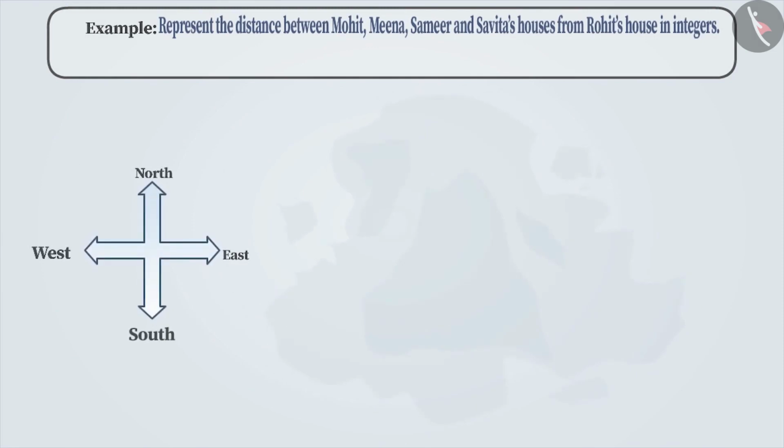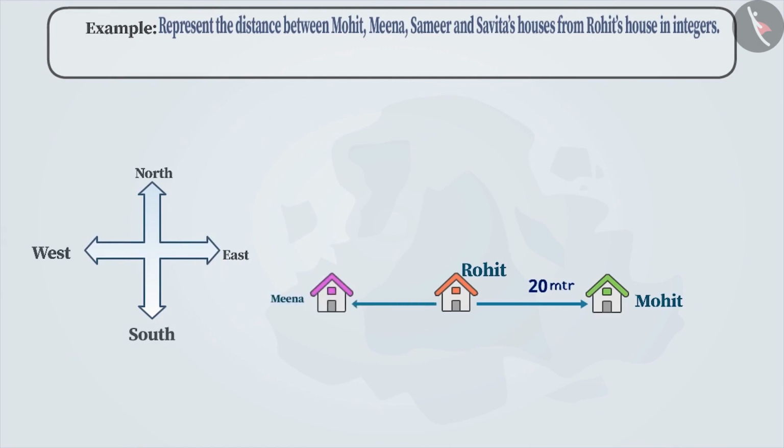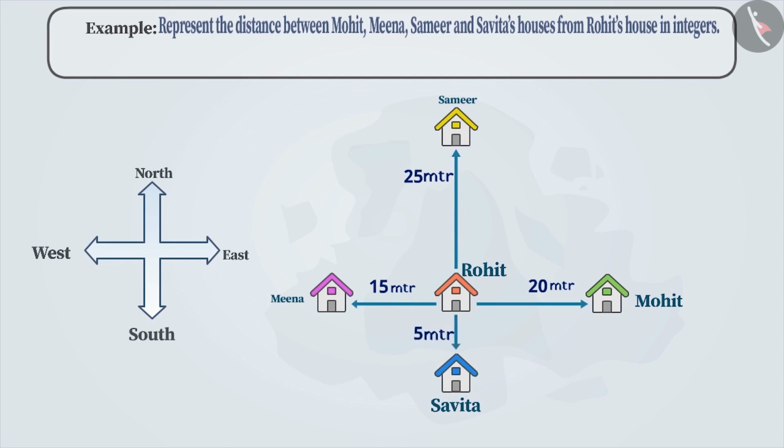The next example. Mohit's house is at a distance of 20 meters towards the east from Rohit's house. Meena's house is 15 meters towards the west, Samir's house 25 meters towards the north, and Savita's house 5 meters towards the south from Rohit's house. Represent the distance between Mohit, Meena, Samir, and Savita's houses from Rohit's house in integers. The distance between Mohit, Meena, Samir, and Savita's houses from Rohit's house is given. Therefore, we represent Rohit's house as 0.